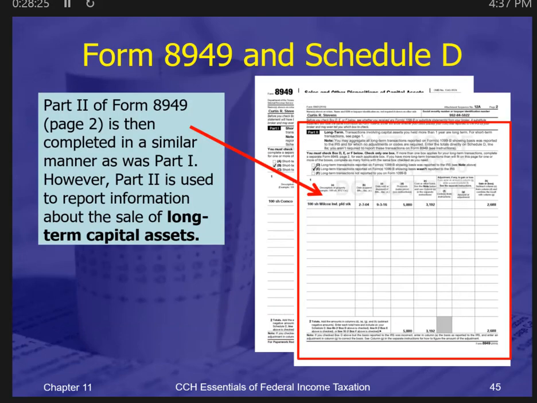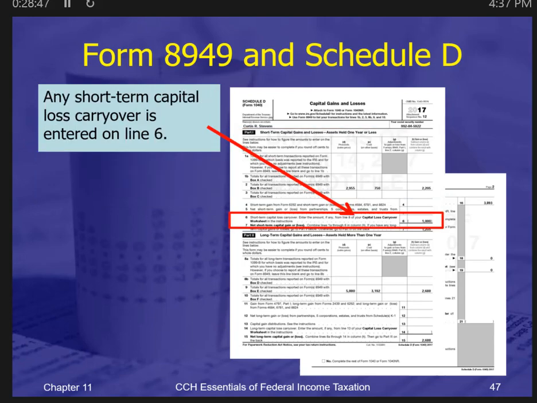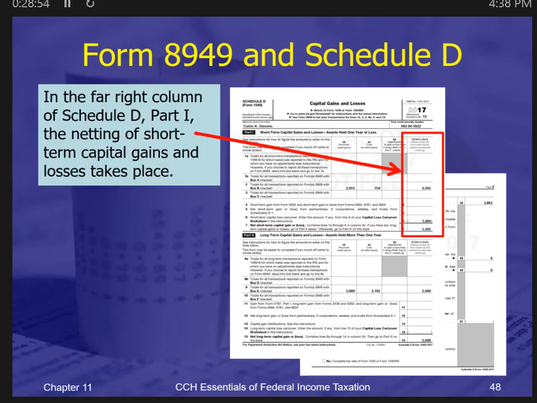Add them all up. Part 2, which is on the back if you're using the form as you get it off the internet, you put your long term. They net together, transfer over to the actual Schedule D, Part 1. Short terms at the top and carryovers entered. Netted together, short-term capital gains against losses.